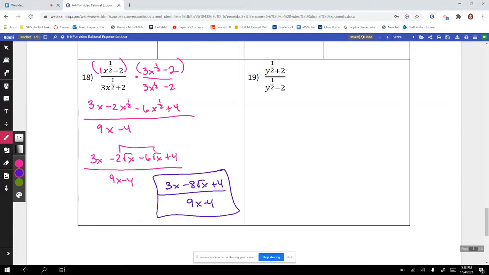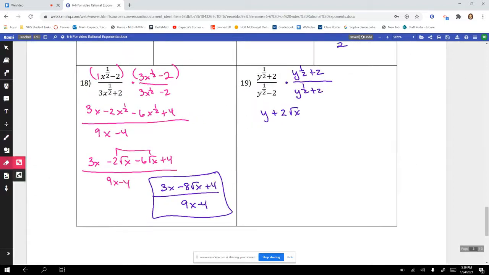Okay, last one for today. Same thing. We're going to multiply by the conjugate. So I have y to the 1/2 plus 2, and I have y to the 1/2 plus 2 on the top. So when I use FOIL again, y to the 1/2 times y to the 1/2 gives me y. My outside is going to give me 2, and I'm going to just rewrite that. I realize 2 times y to the 1/2 is 2 square root of y. I'm a little bit more comfortable doing that.